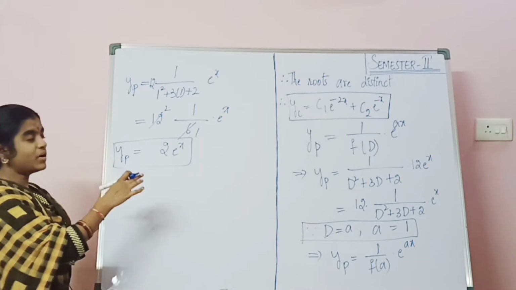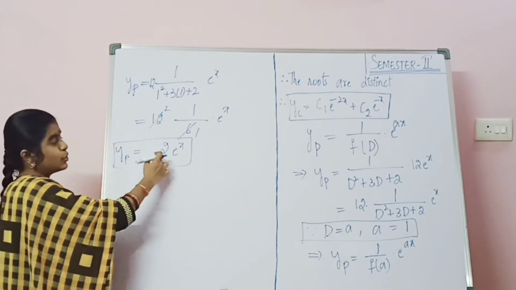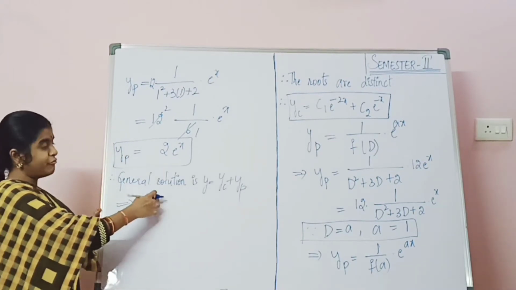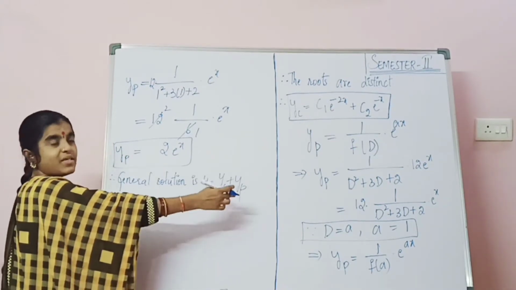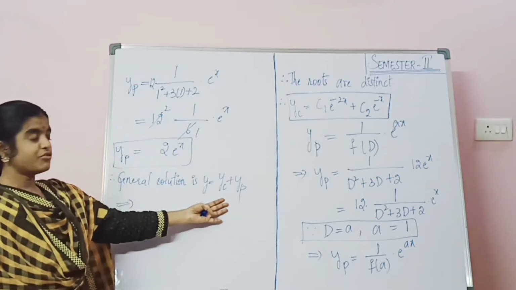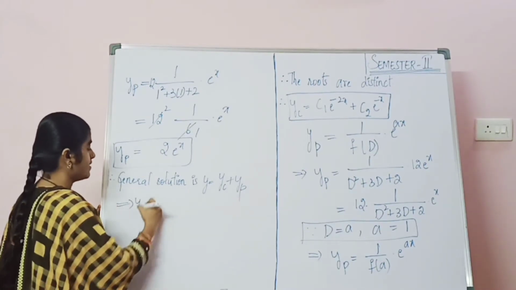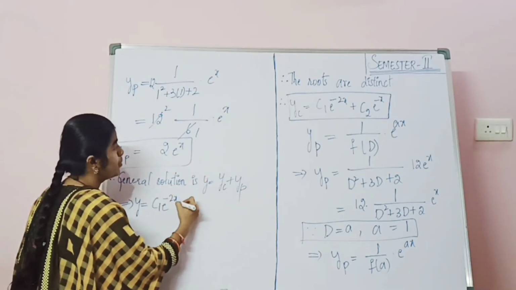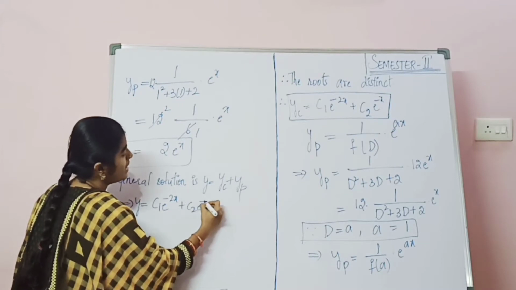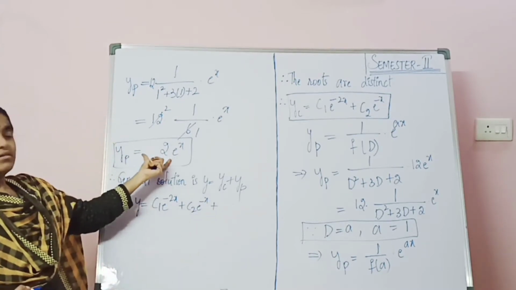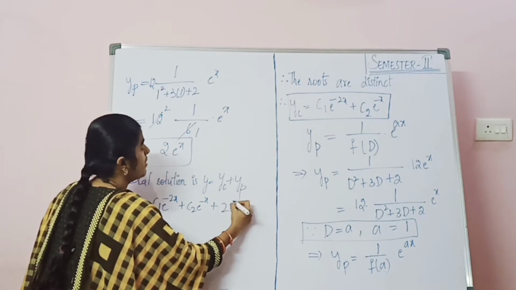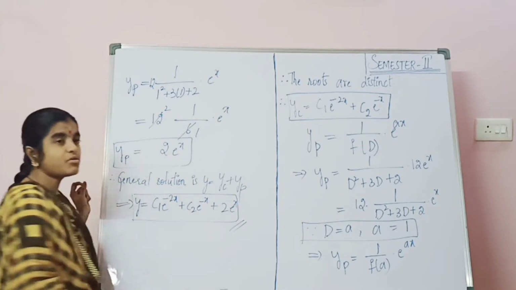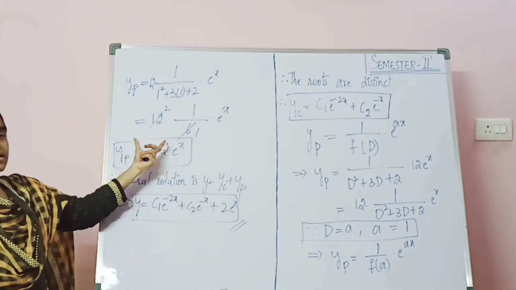So what is yp here? What is the particular integral? yp equals 2 into e power x. Now we got yp also. So what is the general solution? Therefore the general solution is y equals yc plus yp, that is, complementary function plus particular integral. So yc is c1 into e power minus 2x plus c2 into e power minus x, plus yp, which is 2 into e power x. So this is the solution. This is all about case 1, first bit.